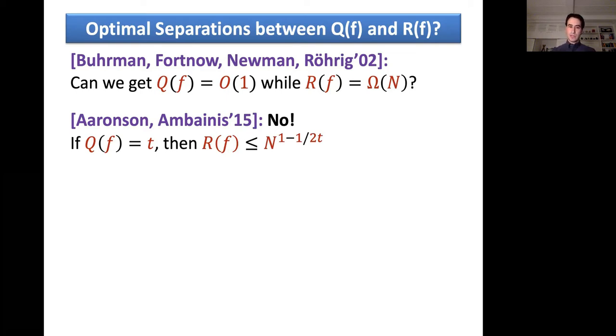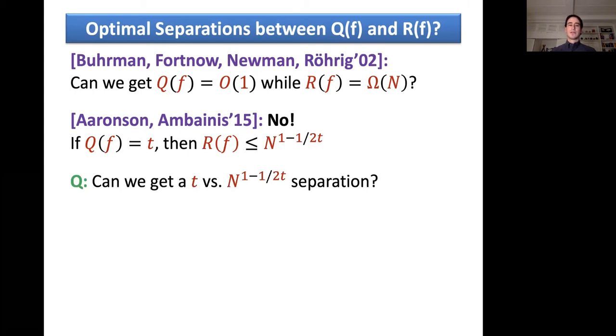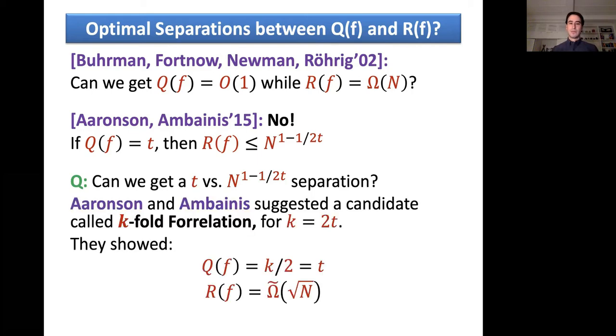After this result, Aaronson and Ambainis naturally conjectured that this is also a possible separation, that it is possible to get a separation where the quantum query complexity is t and the randomized query complexity is n to the 1 minus 1 over 2t. They even suggested a candidate problem. They call this problem the k-fold Forrelation, where k is 2 times t. They showed that the quantum query complexity is indeed t for this problem, and they conjectured that the randomized complexity of it is n to the 1 minus 1 over 2t.